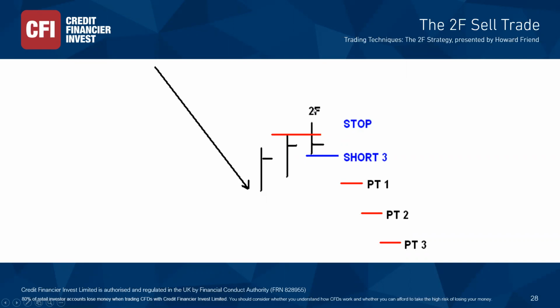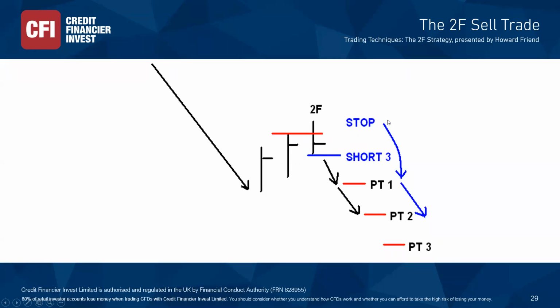So there's the push, and then it closes here. The sell trigger is just below the low of the 2F pattern, which is there. So should we break through the 2F low, we go short 3 units. We put a stop above the high of the 2F bar, and we're looking for PT1, PT2, and PT3. Let's see how we manage the trade.